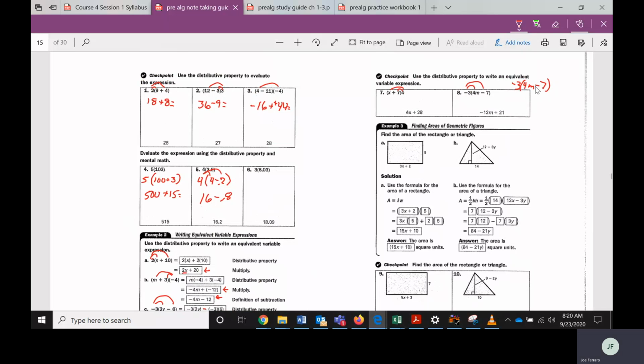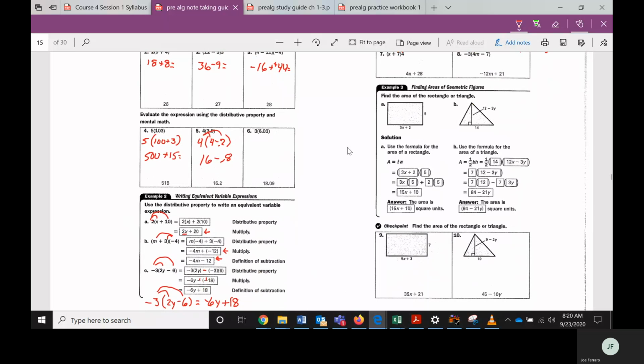Even before they multiply, they say, okay, it's a minus 7, but that's the same as plus a negative 7. So now they get the negative 12m, and then negative 3 times negative 7 is a positive 21. Okay. And also, as I'm going through any of these, if I'm going too fast, hit pause or rewind and listen to it again, or pause and just think about it for a minute.